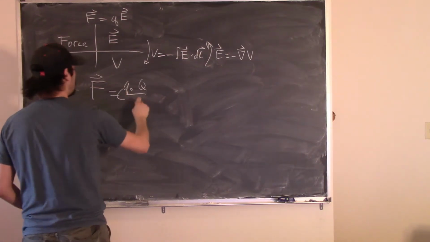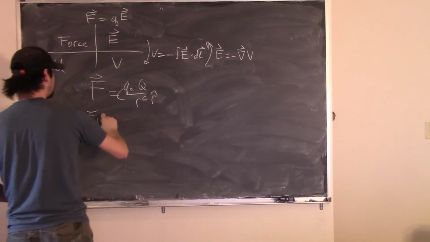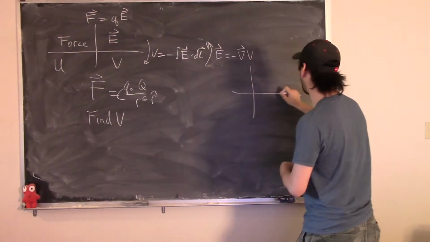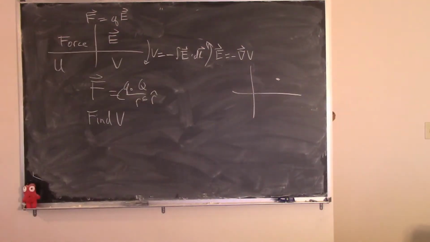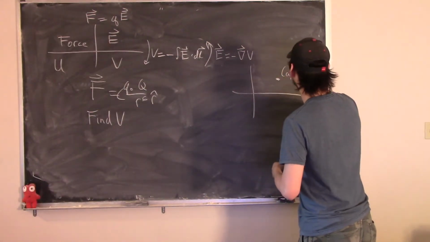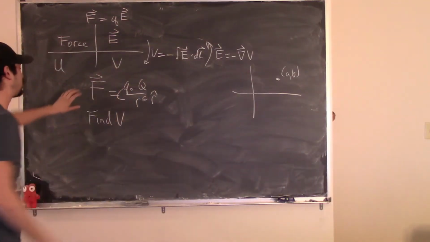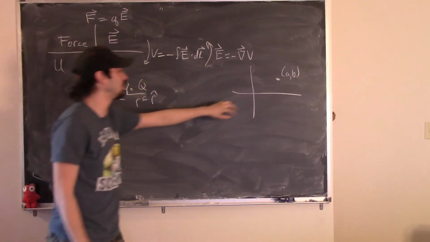So this is C Q over r to the 6th r hat. And we want to find what V is at a particular point. We want to find V in general if the charge is actually moved to the point (a, b). The way that this function is written here for the force, that's assuming that one of these charges is going to be at the origin.